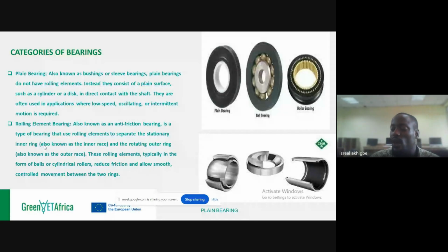If you place your palms together and slide one over the other, that is an analogous example of a plain bearing. They are in direct contact with the rotating object. Sometimes they are made of material that is self-lubricating, and as a result, when you have them in direct contact, friction is greatly reduced. However, they are used in areas where there is low speed, oscillating or intermittent motion. That's what are called plain bearings.